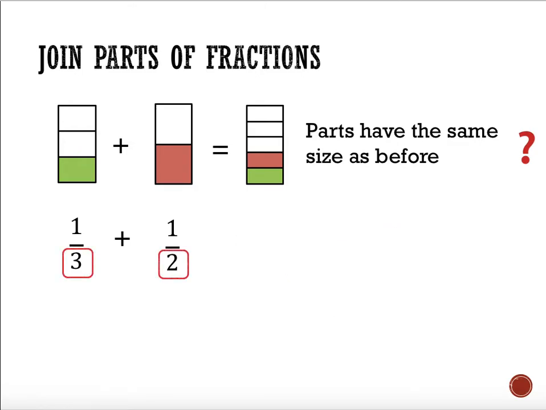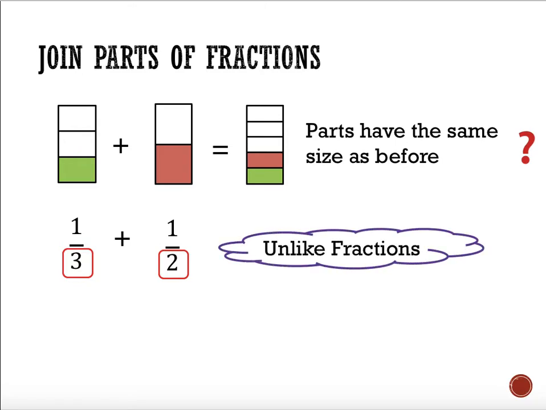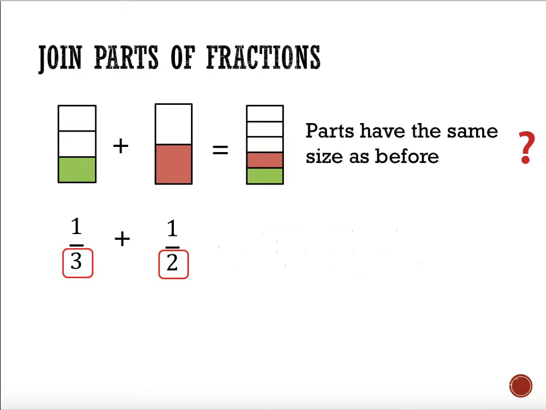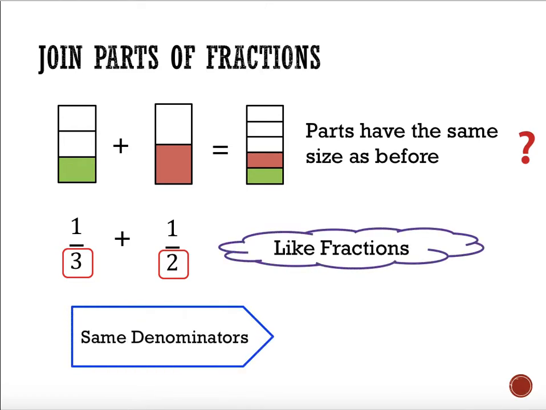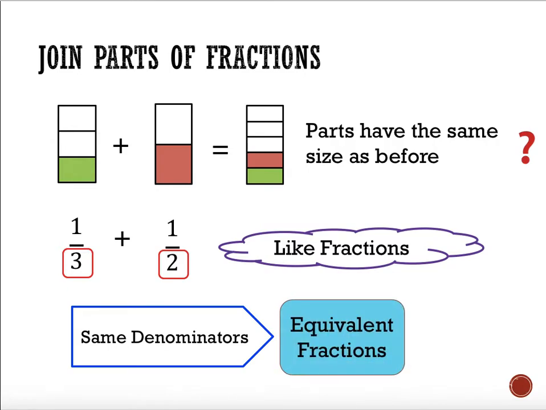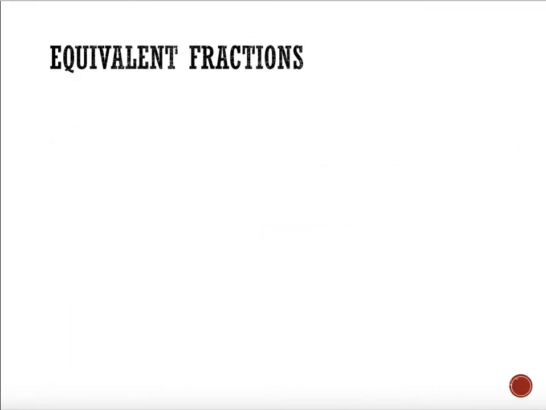Now let's see. If I have such fractions with different denominators, what are they called? They are called unlike fractions. How do I add such unlike fractions when I have nothing in common? Probably I want to change them to like fractions. That means I'm going to make the denominators become the same. How do I do that? I use equivalent fractions.